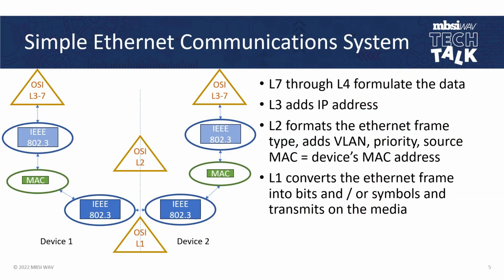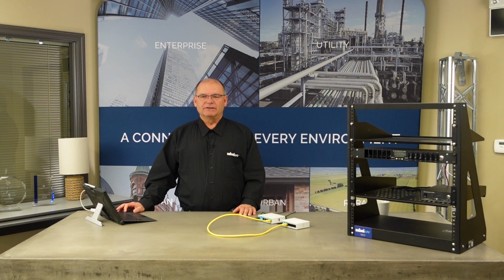So a little bit different diagram here. Layer 7 through layer 4 formulate the data. Layer 3, once we've got an IP address, adds the IP address to it. Layer 2 formats the Ethernet frame type, adds VLAN, priority, and source MAC. The source MAC ultimately will add the destination MAC address to it also, after it has figured out what that actually is. Layer 1 converts the Ethernet frame into bits and or symbols, and transmits it on the media from this device, the device that originates the transmission, to the receiving device.